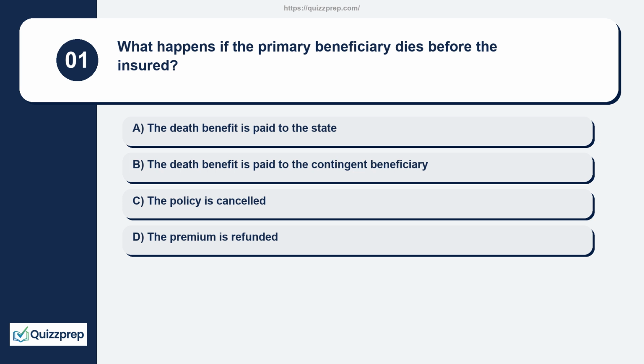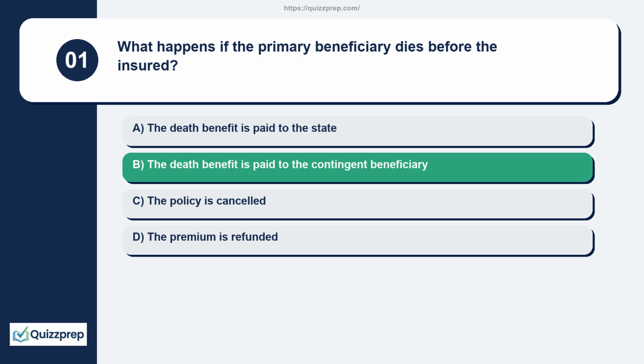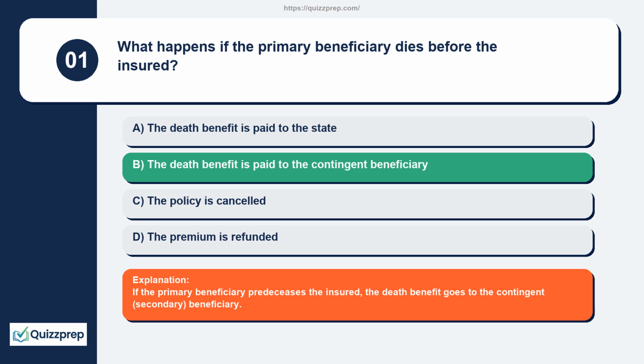Question 1. What happens if the primary beneficiary dies before the insured? The death benefit is paid to the state. The death benefit is paid to the contingent beneficiary. The policy is cancelled. The premium is refunded. If the primary beneficiary predeceases the insured, the death benefit goes to the contingent, secondary, beneficiary.